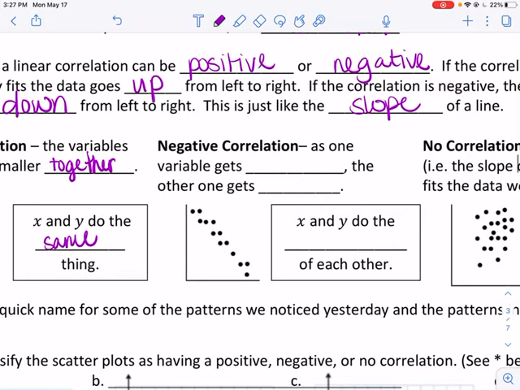Negative correlation means that as one variable gets bigger, the other one gets smaller. So it has a negative slope, so it goes down as you read from left to right, and x and y do the opposite of each other.